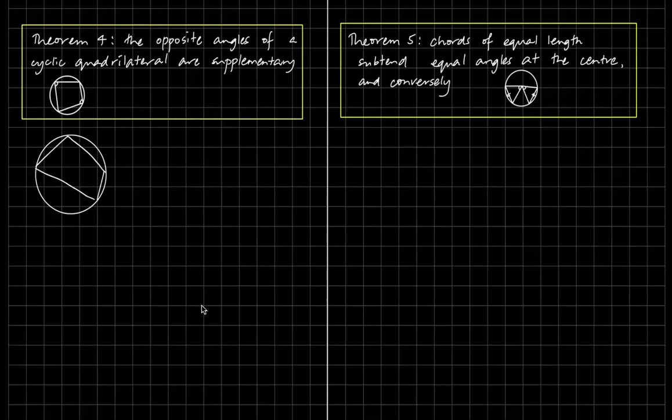Make sure it doesn't look too regular, so that we can show this is true for any cyclic quadrilateral. Let's let O be the center of our circle. Label these points on the circumference A, B, C, and D.